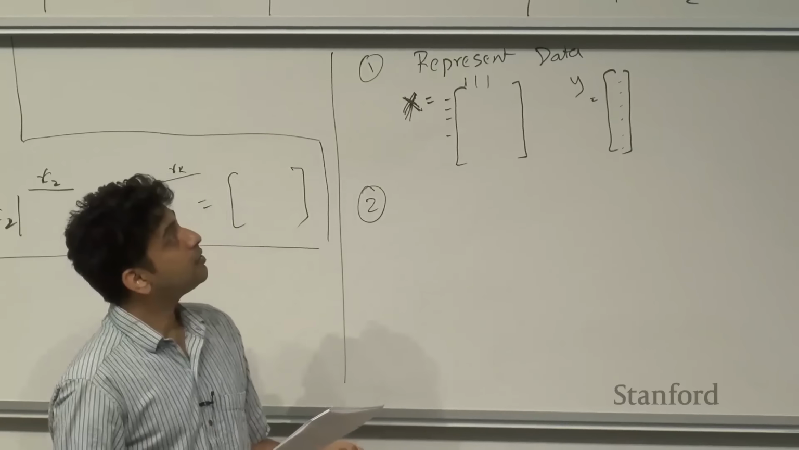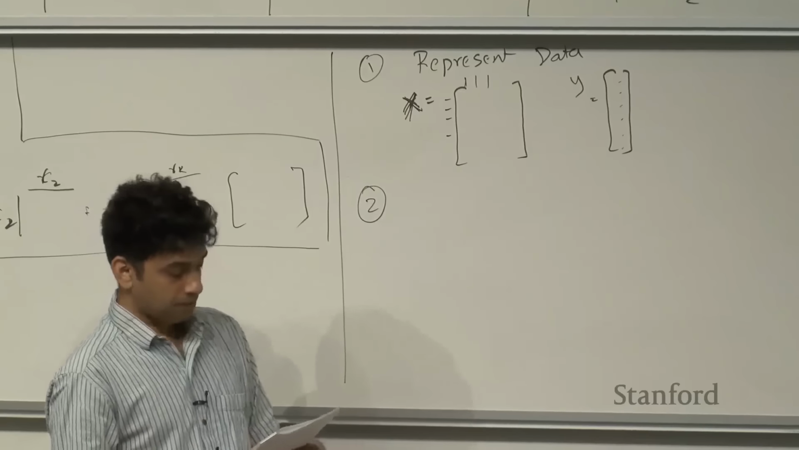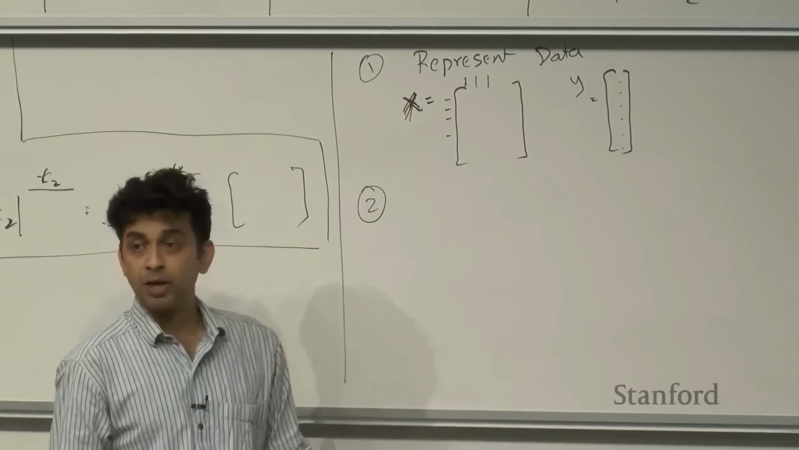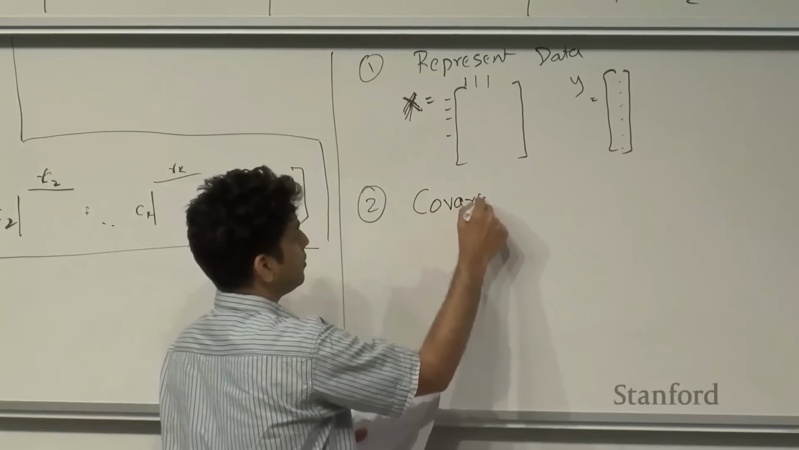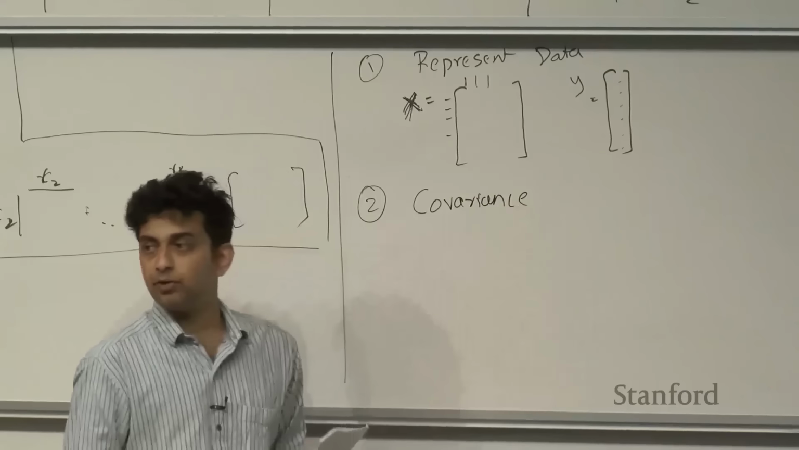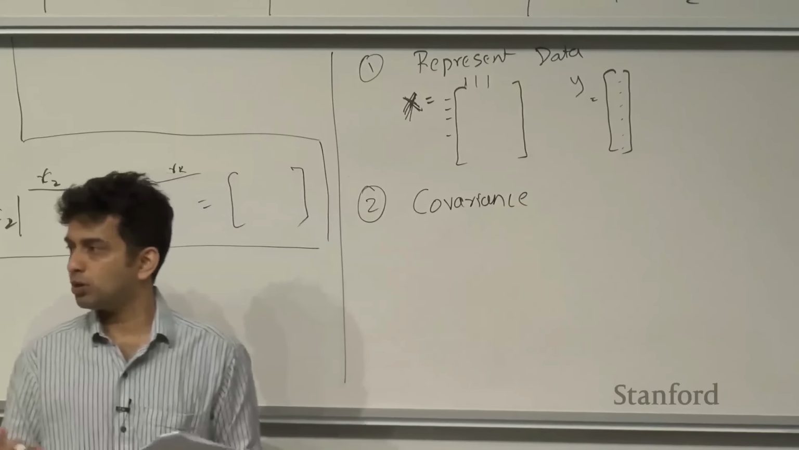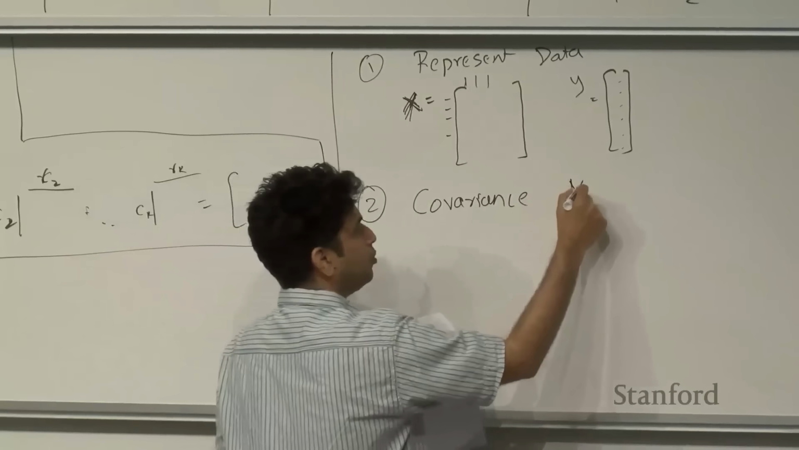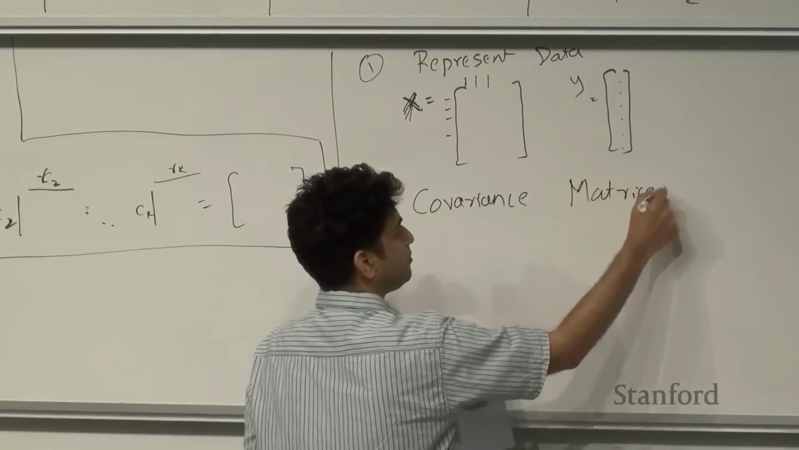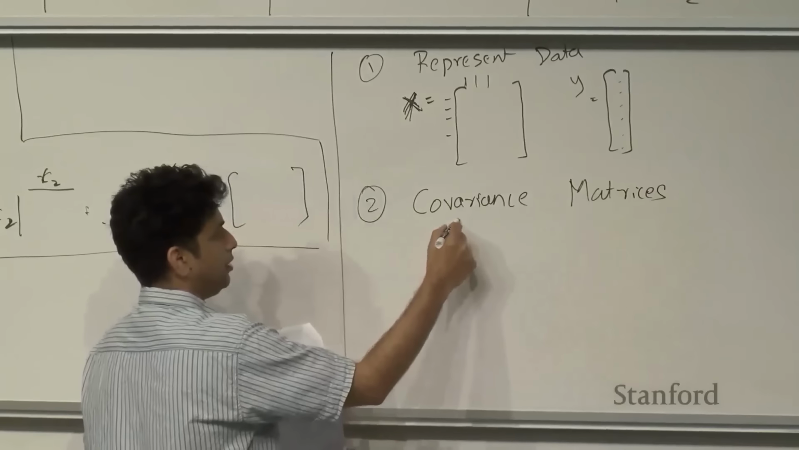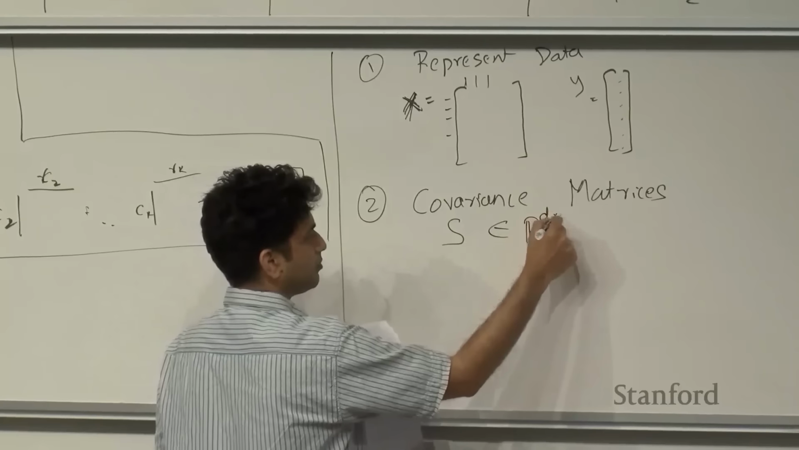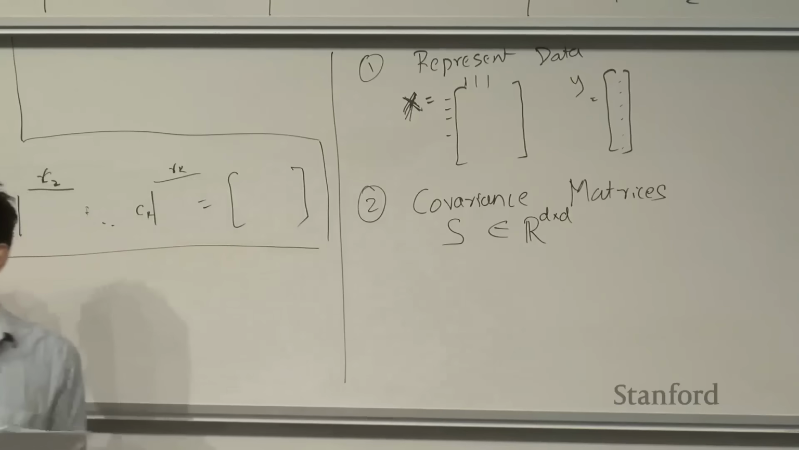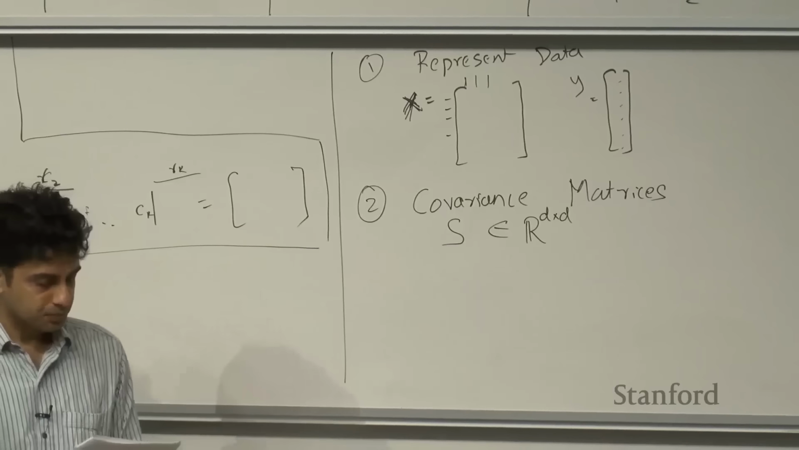Another situation where we will need matrices is in probability, to represent what are called covariance matrices. We will cover probability review tomorrow, and we will go over what a covariance matrix is. For example, covariance matrices tend to be symmetric. Symmetric means the matrix and its transpose are the same.